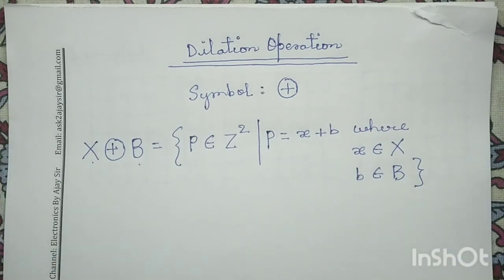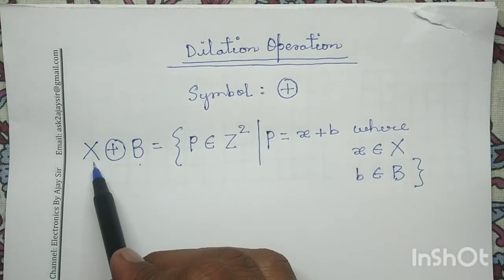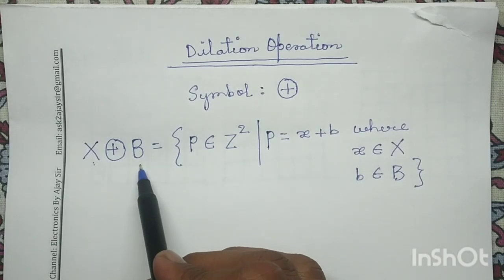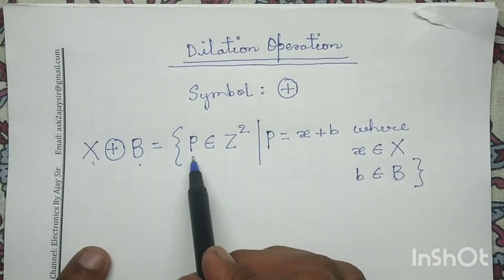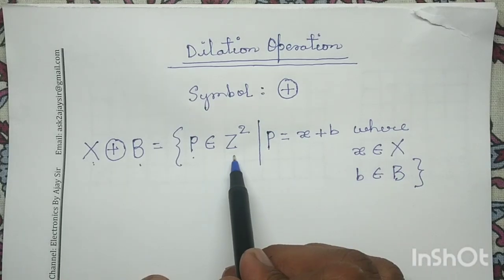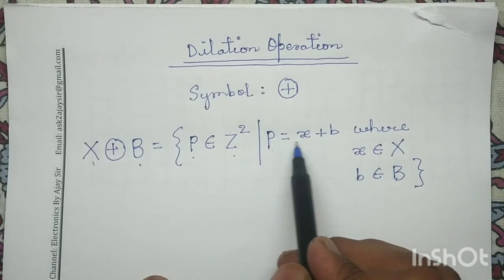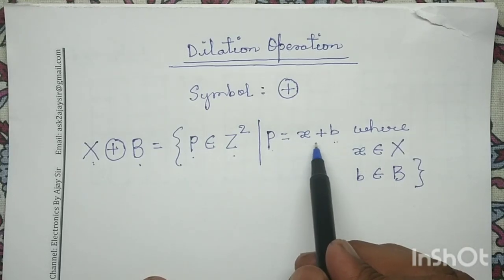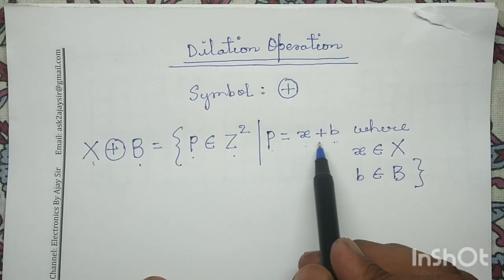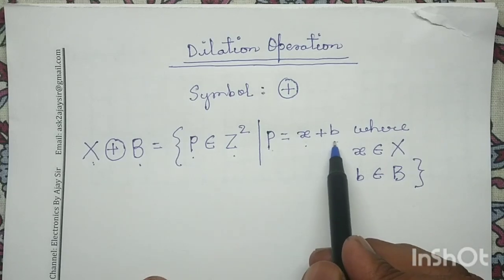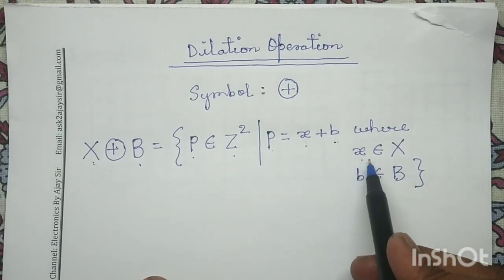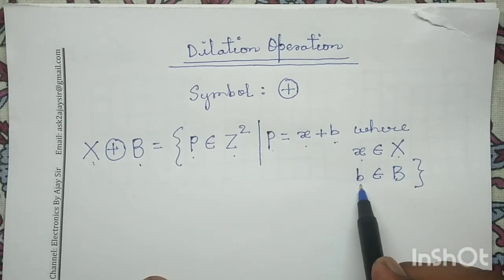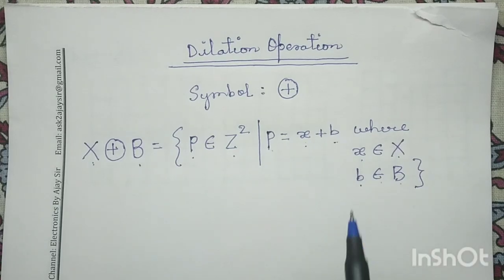So what does it mean? The input image X dilated with the structuring element B represents all the points P in two-dimensional space such that P is equal to x plus b. This x plus b represents the vector addition of x with b, where x represents all the elements of the image set X and small b represents all the elements of the structuring element B. So what does it mean? Let us discuss with an example.